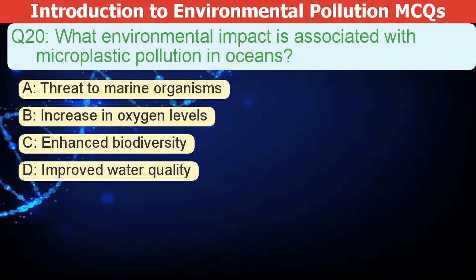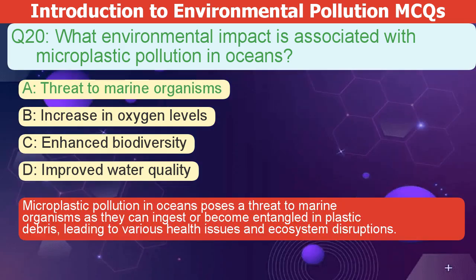What environmental impact is associated with microplastic pollution in oceans? A. Threat to marine organisms. B. Increase in oxygen levels. C. Enhanced biodiversity. D. Improved water quality. The correct answer is A. Microplastic pollution in oceans threatens marine organisms. They can ingest or become entangled in plastic debris. This leads to health problems and disrupts the ecosystem.